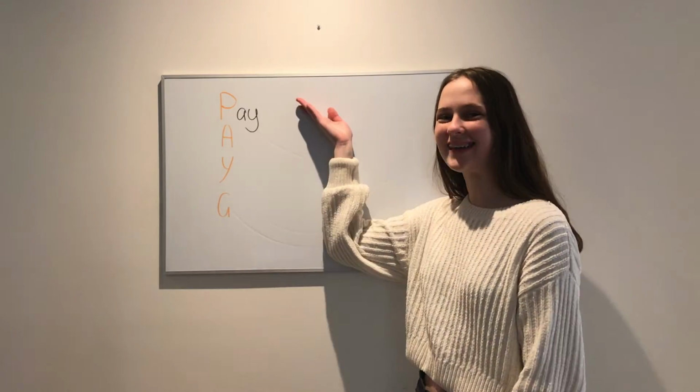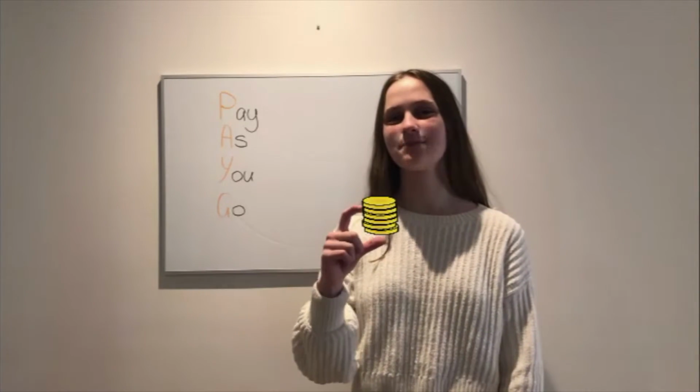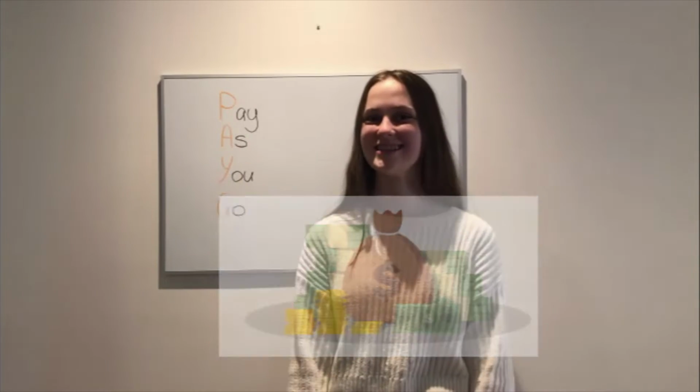A gross annual income is the amount of money an employee receives before taxes and deductions. PAYG is an acronym. It stands for pay as you go tax. You pay a little bit of tax each pay rather than a lump sum at the end.